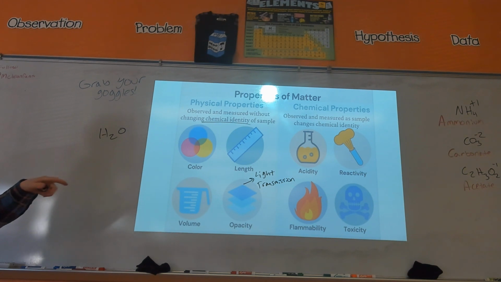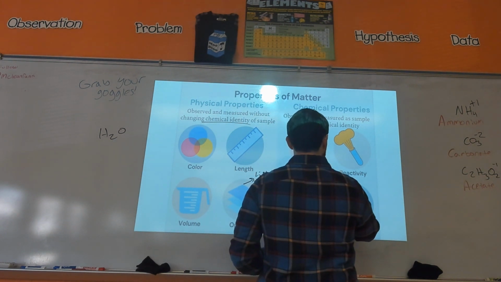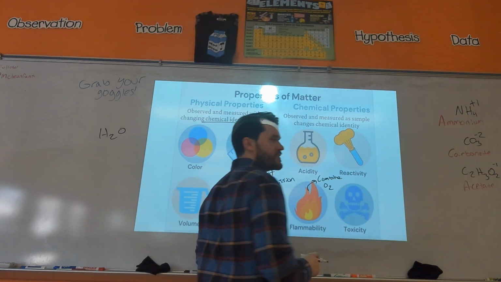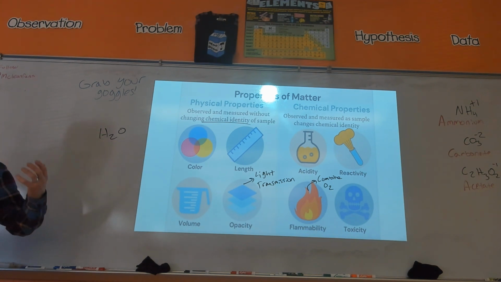Okay? Flammability. If you want to see how flammable something is, you have to combine it with oxygen. All right? Combine with oxygen. You can't just look at something and say, I'm thinking that's pretty flammable. Well, somebody at some point had to actually try to ignite that with oxygen.